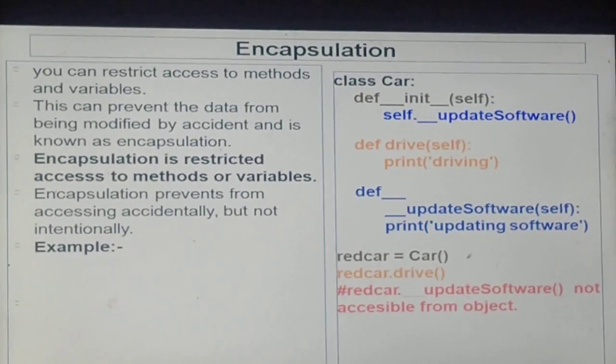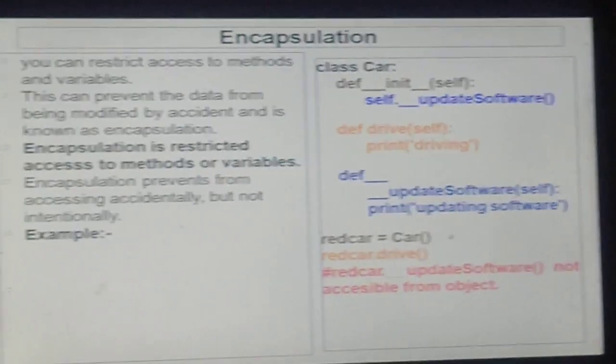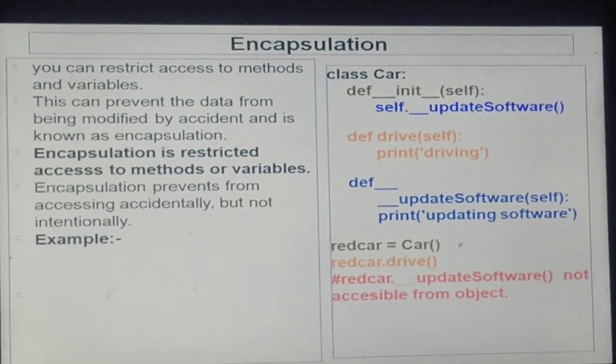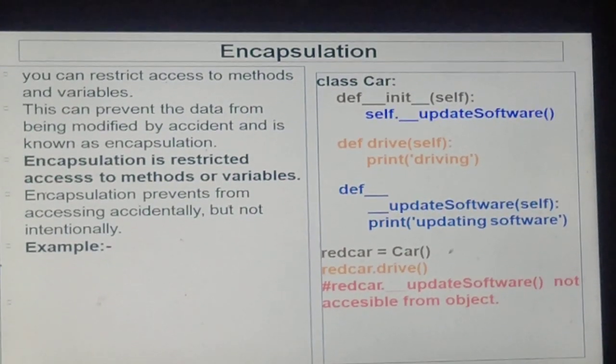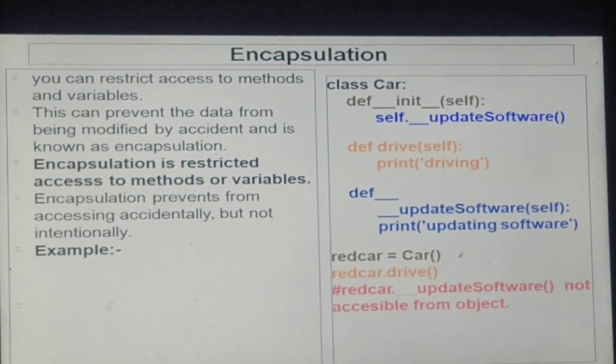You can restrict access to methods and variables. This can prevent the data from being modified by accident and is known as encapsulation. So basically encapsulation restricts access to methods and variables.